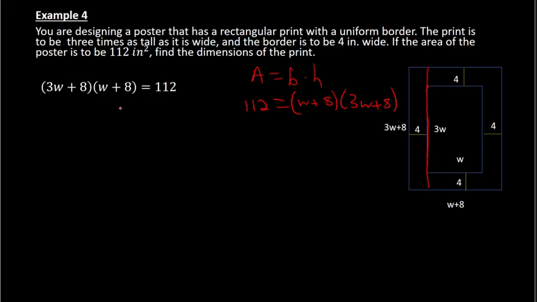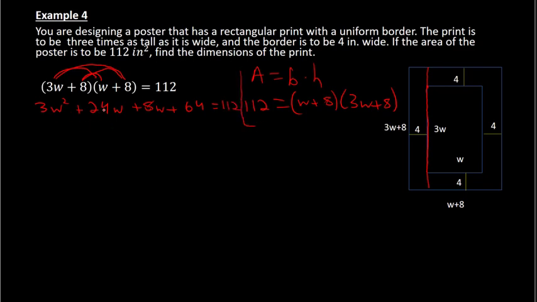So from here, we just need to solve. And to solve, I need to bring the 112 over to the left side, and I need to then distribute the 3W and the 8 to both terms for the W plus 8, and then combine the 112 with that. So let's get started. We have 3W times W and 3W times 8. That's going to give me 3W squared plus 24W. And then distribute the 8. We have 8W plus 8 times 8, which would be 64. So we have 8W plus 64. That's equal to 112.